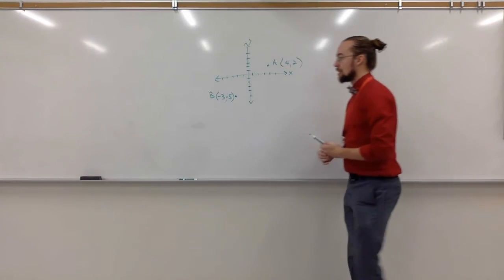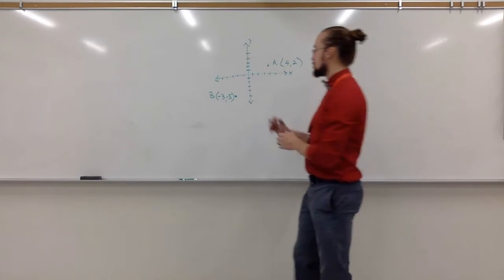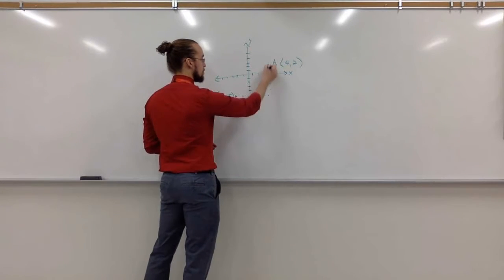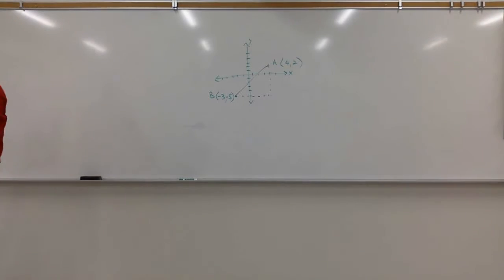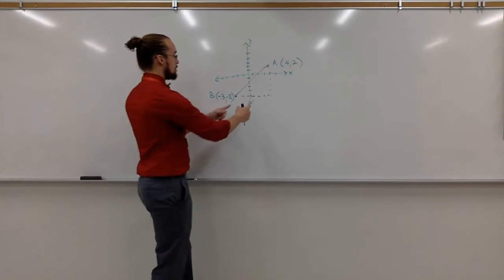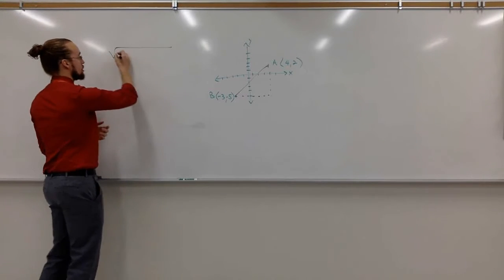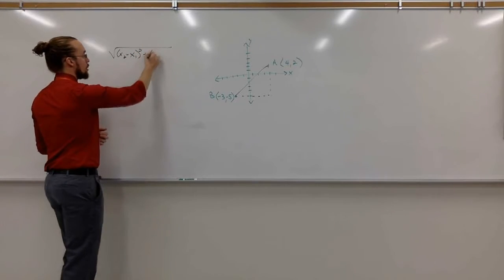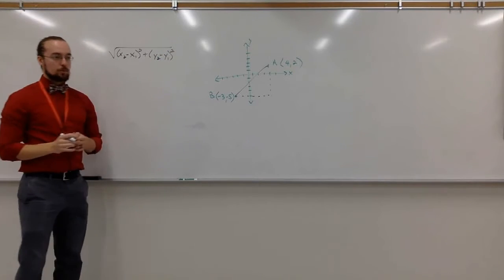What we're doing is Pythagorean theorem. Right? Distance formula is Pythagorean theorem. I'm going to make a right triangle and find the length of the hypotenuse. Okay? That's all distance formula is. And I'll write the distance formula up here. The distance formula is: find the difference in the x's, square it, find the difference in the y's, square it, and then take the square root.